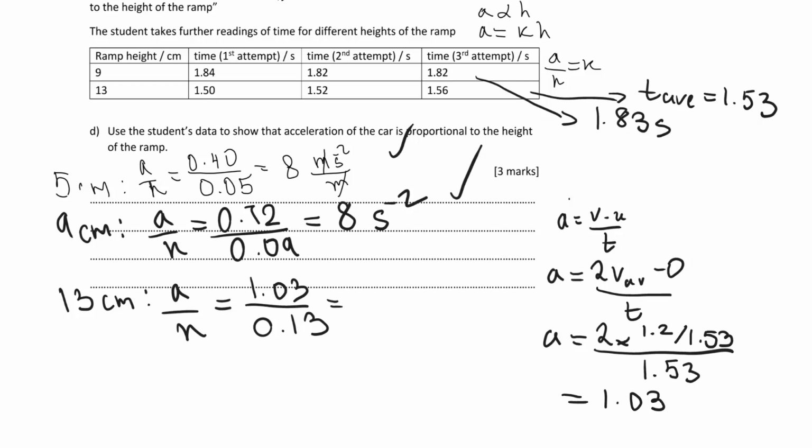And this is equal to around 7.92, which is very close to, well within probably experimental error of those 3 values. So we have successfully used the data to show that the acceleration of the car is proportional to the height.